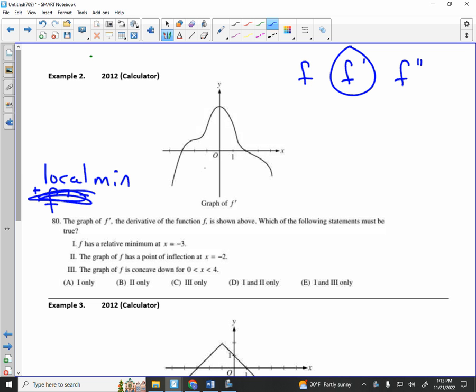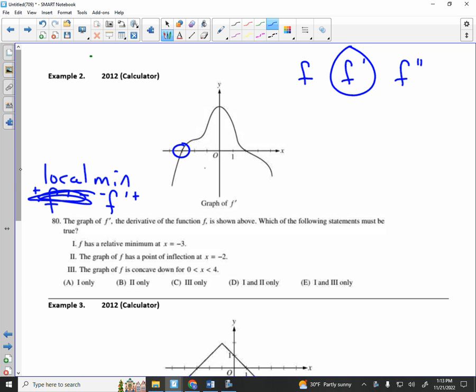I'm sorry, a local minimum is where F prime changes from negative to positive. Does it change from negative to positive? Yes. So that tells us for sure that there is a local minimum there. Okay? Let's go to the next one.